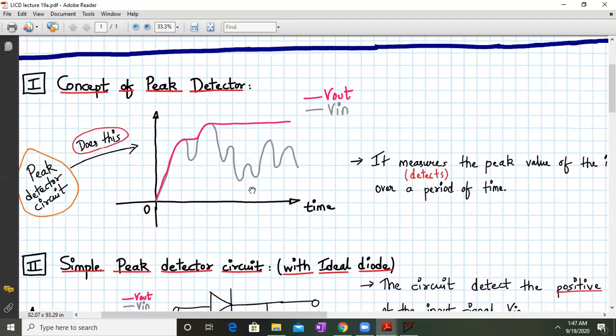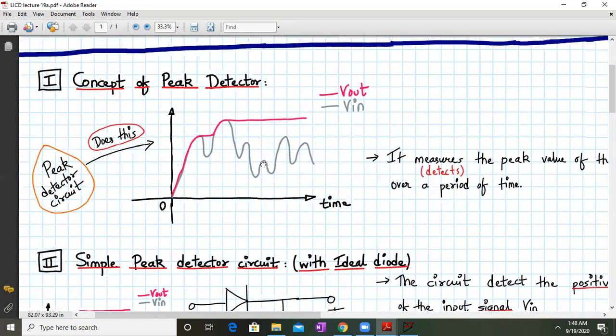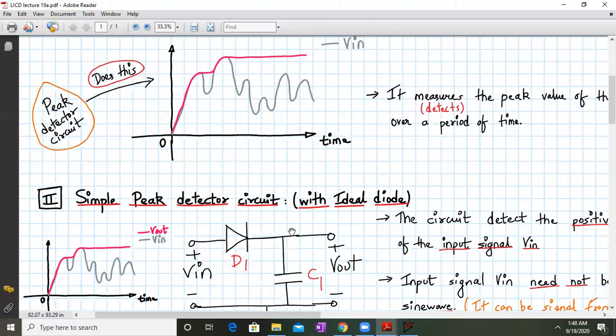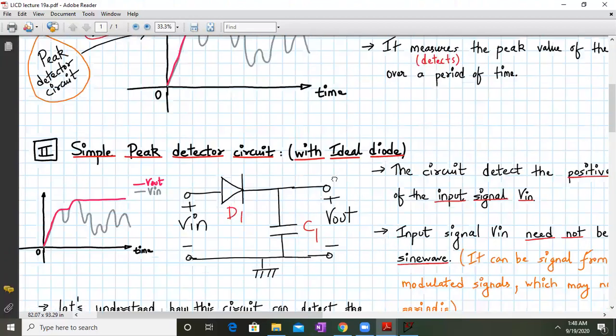Okay. So in this case, as the example you see over here, this is a positive peak detector concept, where your pink color waveform is the output and my gray color is my input. So now we have discussed the concept of peak detector circuit. We will discuss the simplest peak detector circuit with ideal diodes.